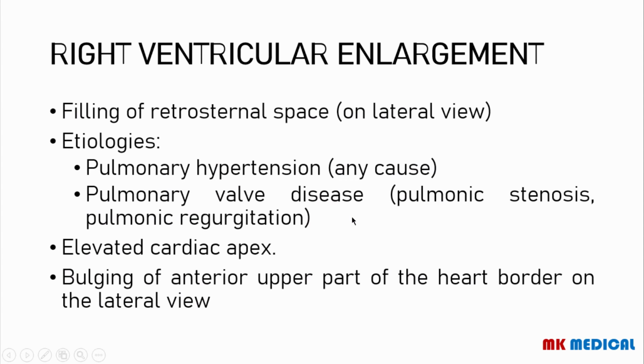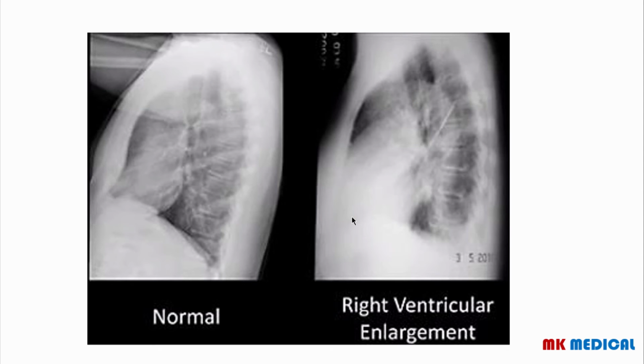Then right atrial enlargement sometimes can be seen on lateral x-ray, where you get what is known as filling of the retrosternal space. Causes include pulmonary hypertension of any cause, and pulmonary valve disease such as pulmonary stenosis, even pulmonary regurgitation. Of course, you're going to have elevation of the cardiac apex, giving a characteristic boot-shaped appearance of the heart. You may have bulging of the anterior upper part of the heart border on lateral x-ray. This is what I mean by retrosternal filling.